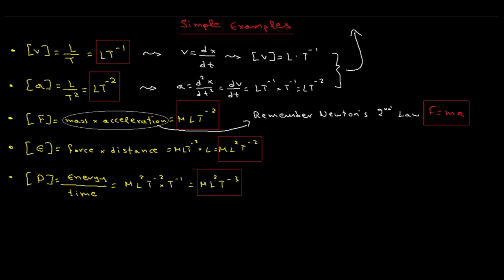Finally, power is by definition the rate of change of energy, so it will be mass times length squared times time to the power of minus 3. It is essentially the time derivative of energy.